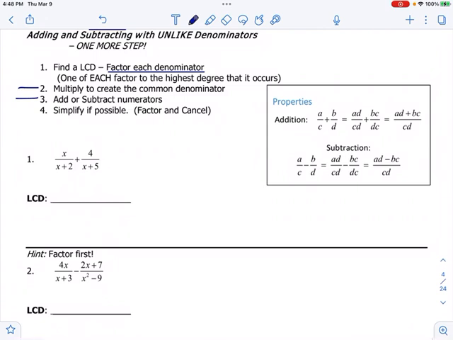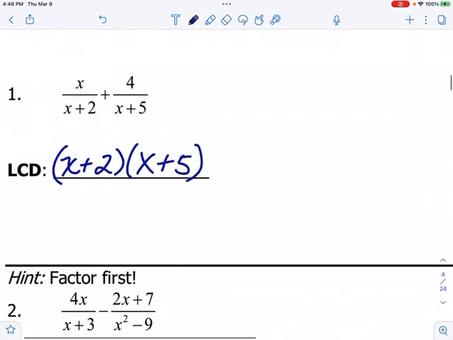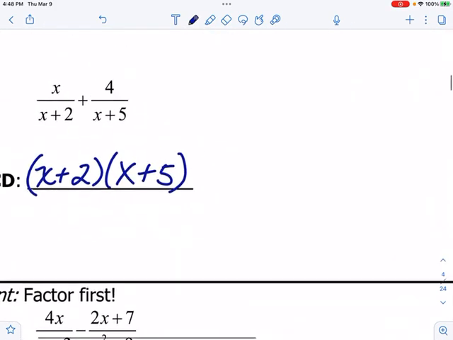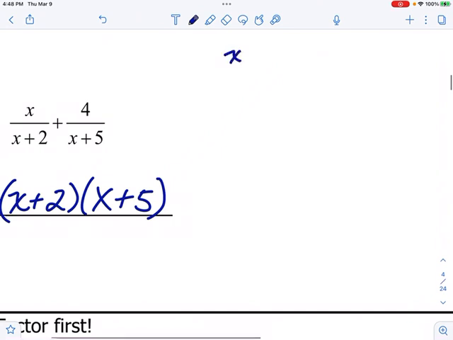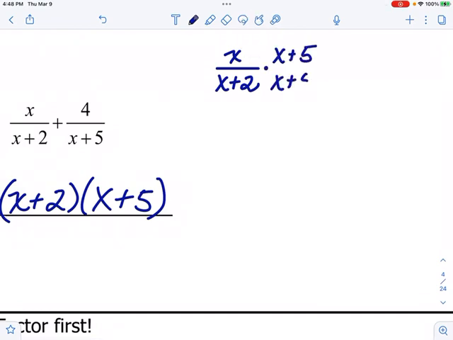So here's what we're going to do. The LCD is going to be x plus 2 times x plus 5. Okay, and we have those properties of addition and subtraction over there where we're getting a common denominator. So that means I'm going to take my first fraction, x over x plus 2, and I'm missing the factor x plus 5, so I'm going to multiply that by x plus 5 over x plus 5. And then I'm going to add 4 over x plus 5.